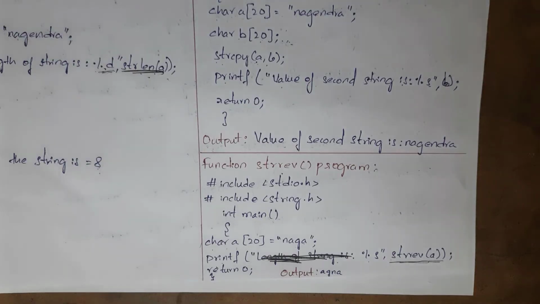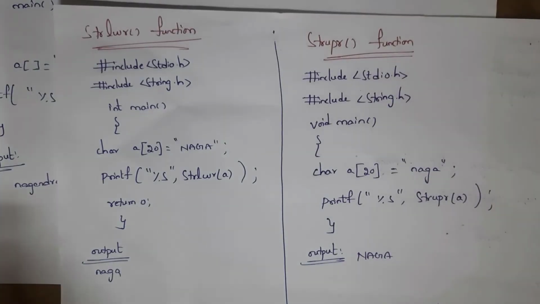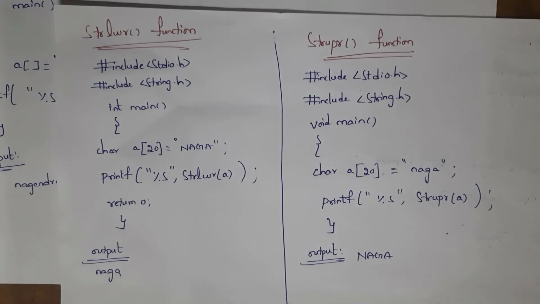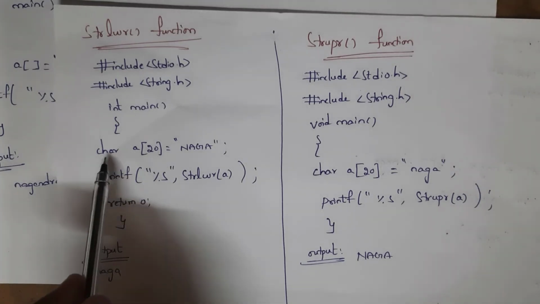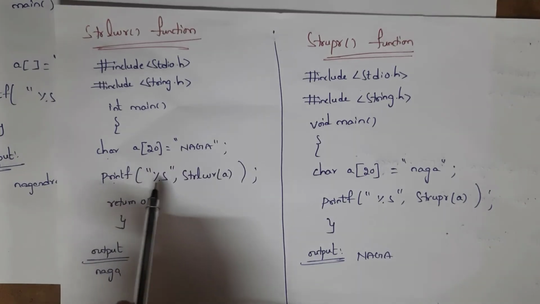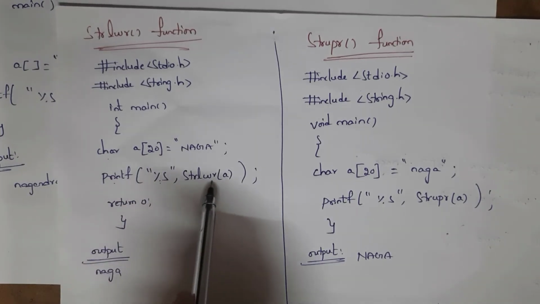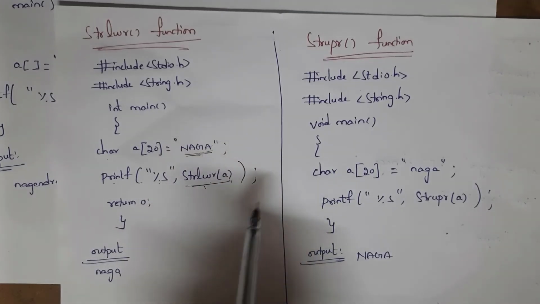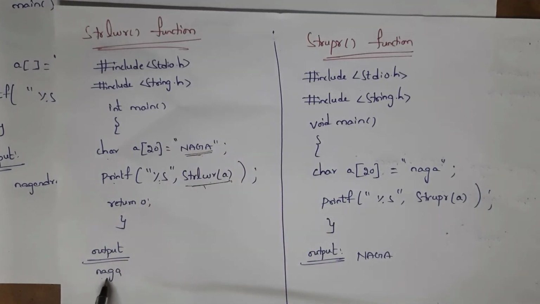This is the output. Next one is the strlwr function, where strlwr stands for string lower. For example, if you want to convert a string to lower case, that is to small letters, then you need to use the strlwr function. This is an example. Here I wrote char a of 20 equal to Naga, which is in capital letters. And I wrote printf %s comma strlwr of a. Whenever you write this, the string is converted to lowercase letters. So I will get the output as naga, which is in small letters.